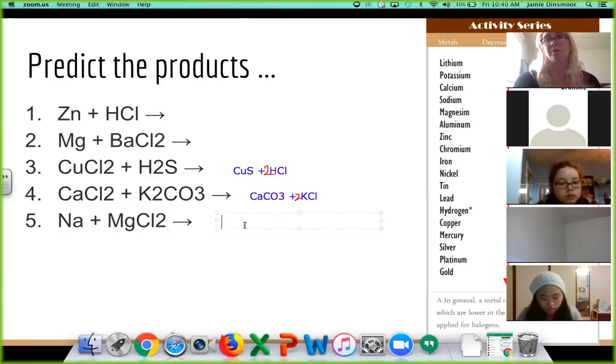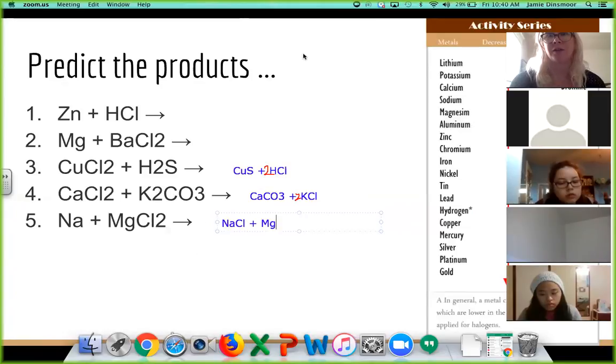Well, we know the sodium and the magnesium are going to switch places. So we're going to get NaCl, and then we're just going to have that magnesium by itself. Okay, magnesium by itself, that's fine. Sodium and chloride, they bond perfectly, right? Because sodium has a valence electron of 1, chlorine 7. They form nice ions that way.